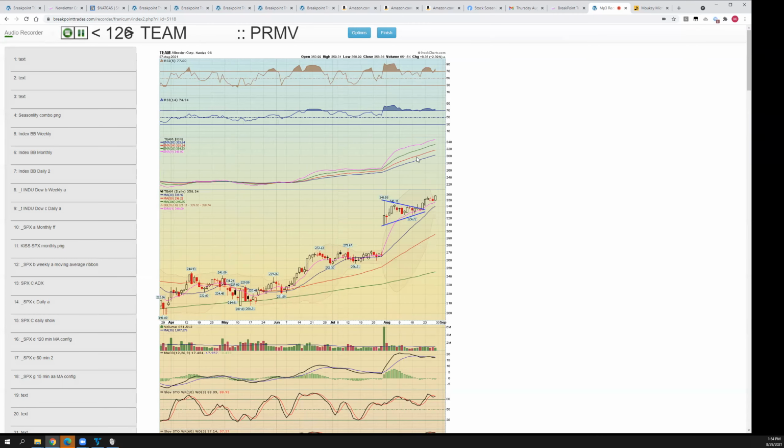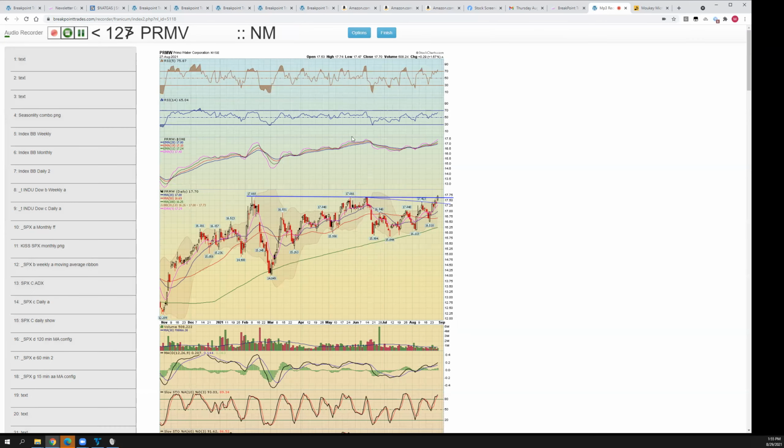Chart 126, TEAM, also a coil setup. Hasn't had a mammoth move, but again, it enabled a tight entry. If you bought long here, your stop could have went here. And obviously, your stop could now be above entry. So you're guaranteed a profit. Next, Chart 127, PRMW, triggered over here and now taking out this resistance.